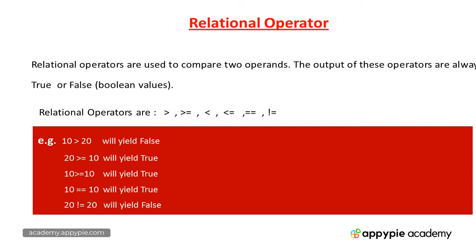Now, by example you can come to know about the use of these relational operators. 10 greater than 20 will yield false because this condition is false. Similarly, 20 greater than or equal to 10 will yield true. 10 greater than or equal to 10 will yield true. 10 double equal to 10 means we are comparing the equality of the first operand 10 with the second operand 10. Of course, both are equal, so it will yield true. Then 20 not equal to 20 will yield false because 20 is equal to 20.